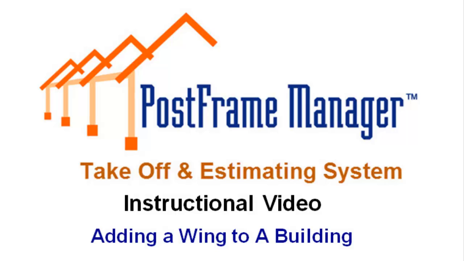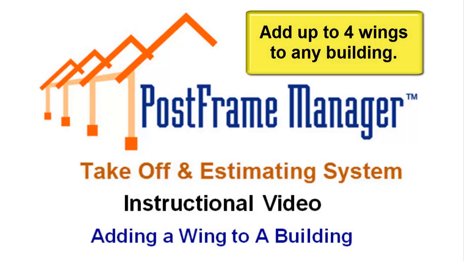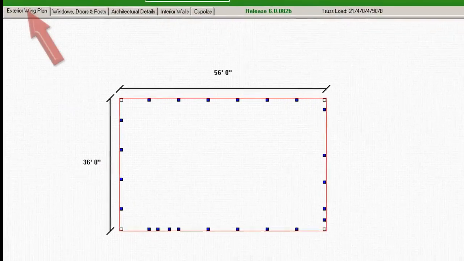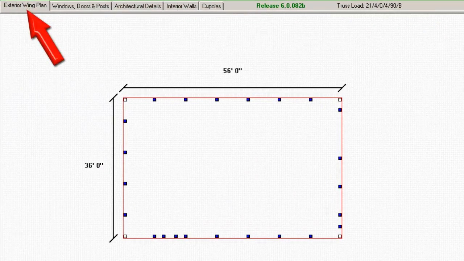Adding a wing to a building. In this video, we'll discuss adding a wing to your building. You can add up to 4 wings to any building you create. Start with the Exterior Wing Plan tab selected above the drawing grid.